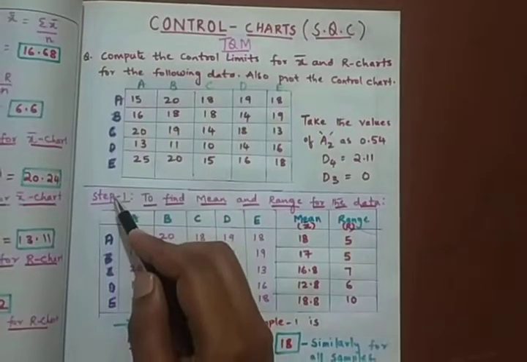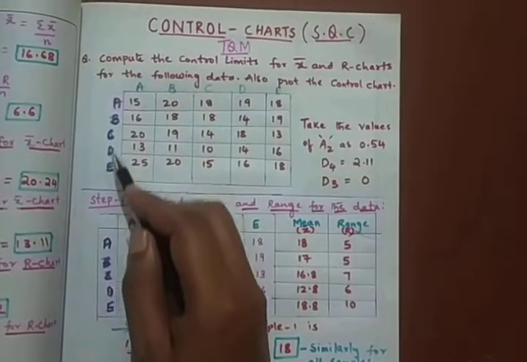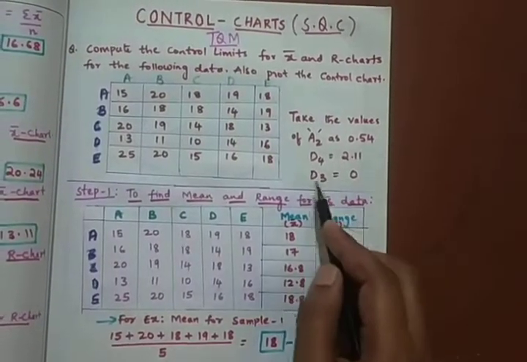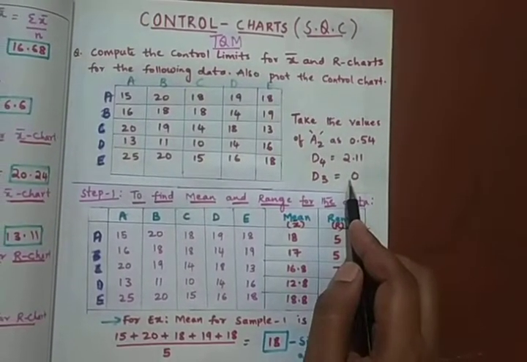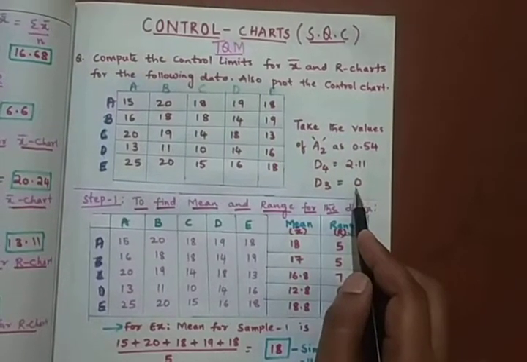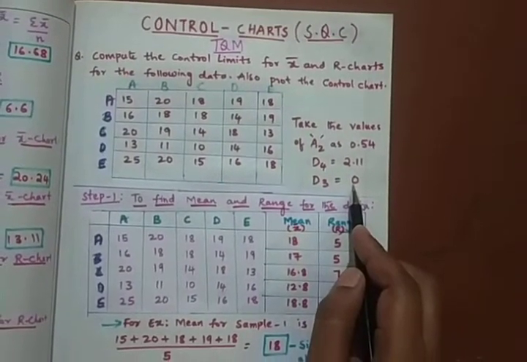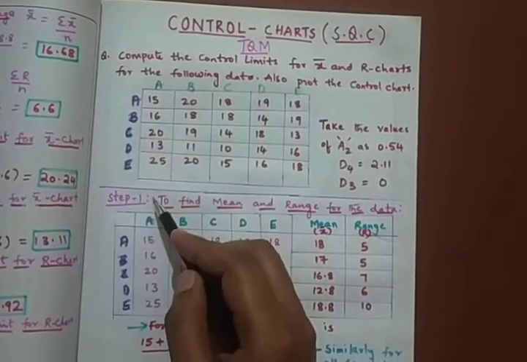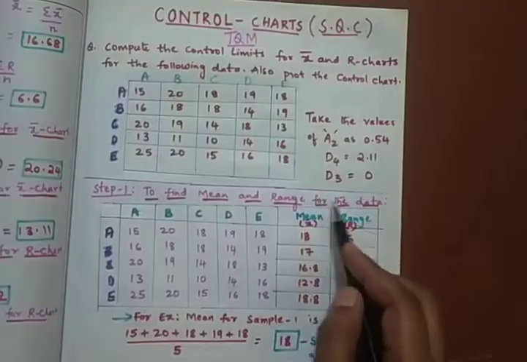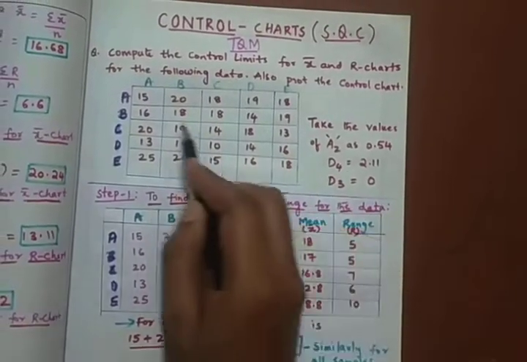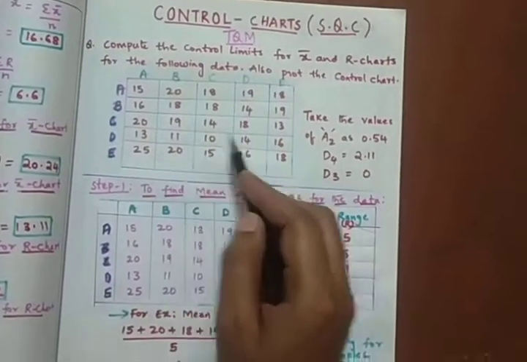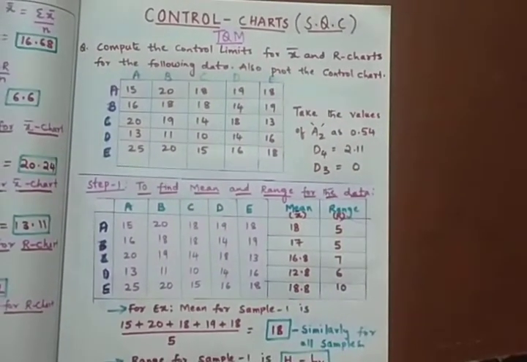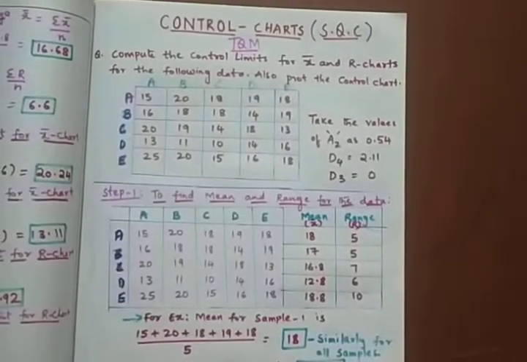There are 5 samples, namely A, B, C, D, E. All these are the 5 samples, and here A2, D4 and D3 are the constant values which are given in the problem. These values will be helpful while you solve the problem. Depending upon the sample size, that is, here we have 5 samples, these values will vary. According to the sample size, the values of A2, D3 and D4 are given here only. Always these values will be given in the problem.